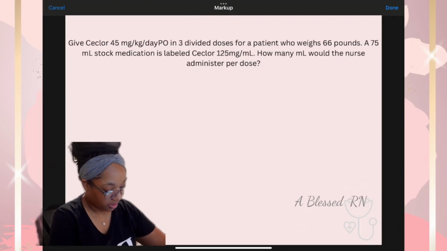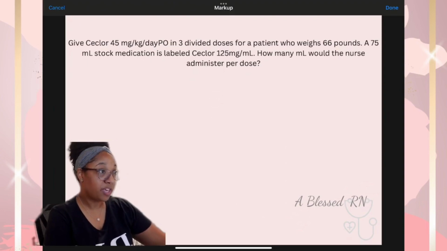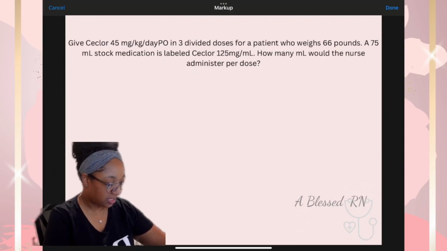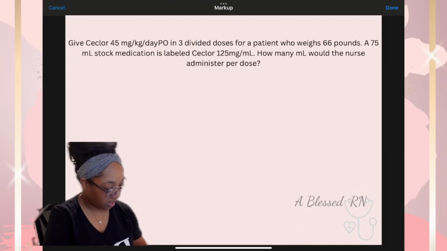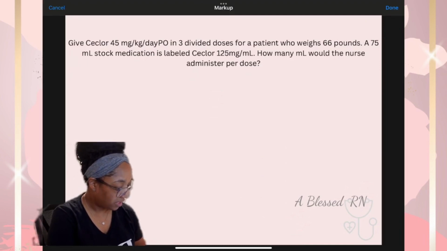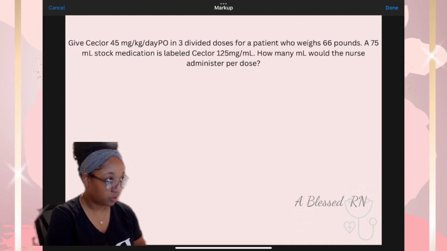Give C-Chlor 45 mgs per kg per day, PO, in 3 divided doses for a patient who weighs 66 pounds. A 75 mL stock medication is labeled C-Chlor 125 milligrams per mL. How many mLs would the nurse administer per dose?